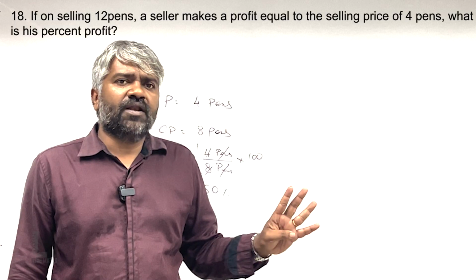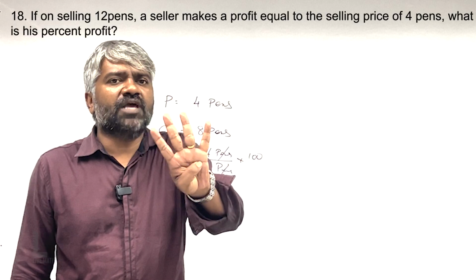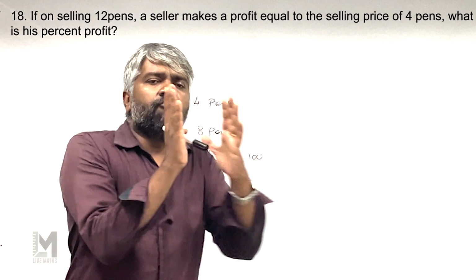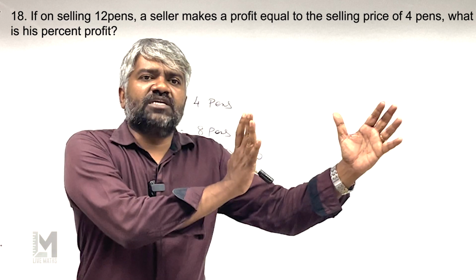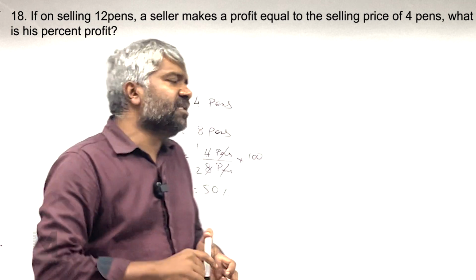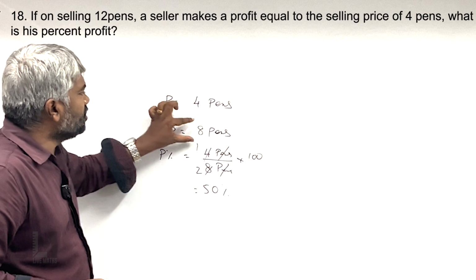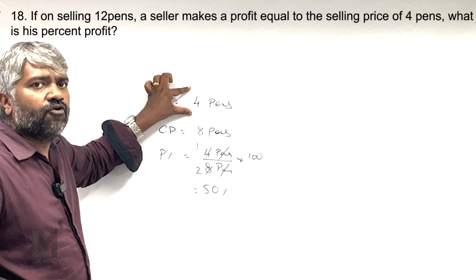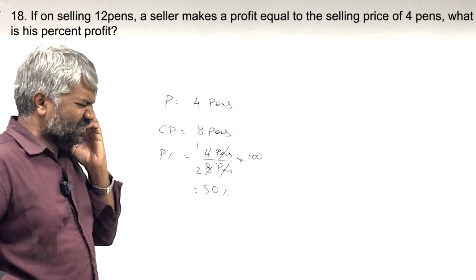While selling 12 pence, he gets a profit for the amount he sold for 4 pence. So out of 12, 4 is profit, 8 is cost price. So the cost price is 8, profit is 4.